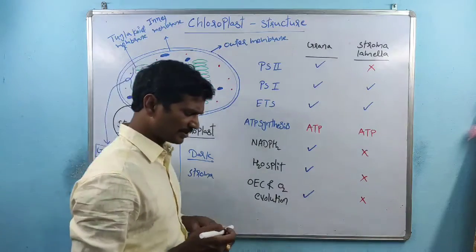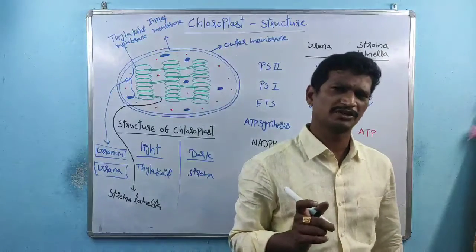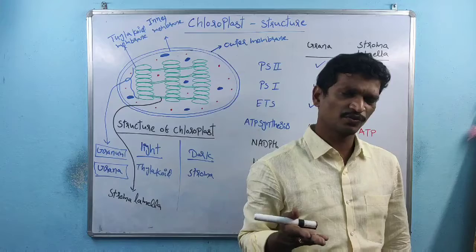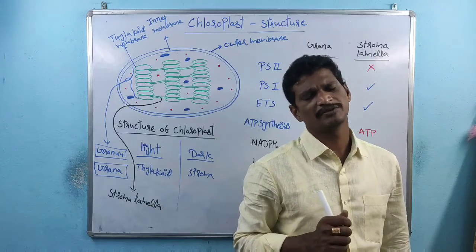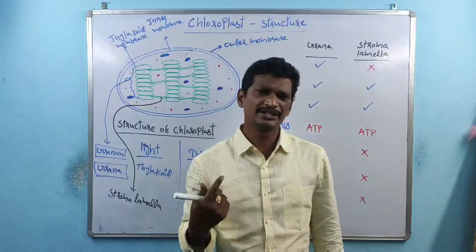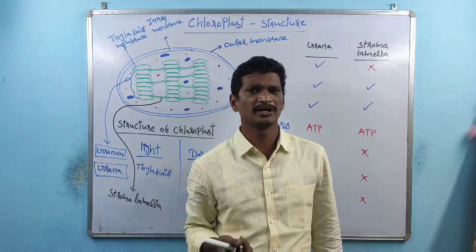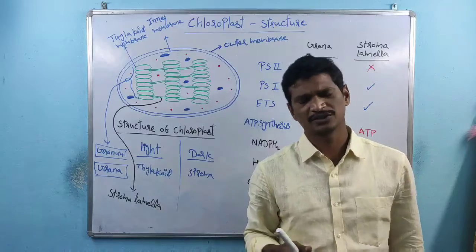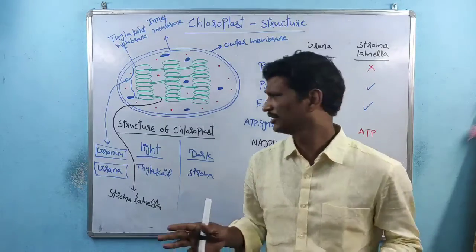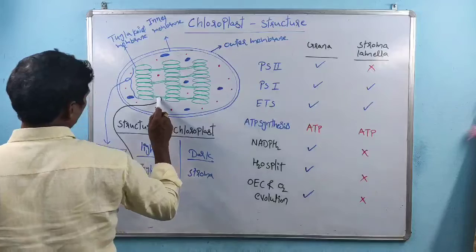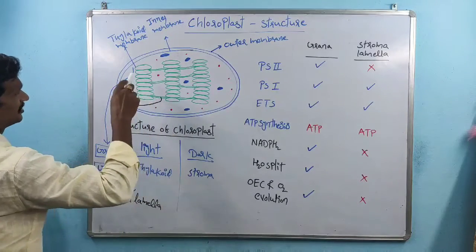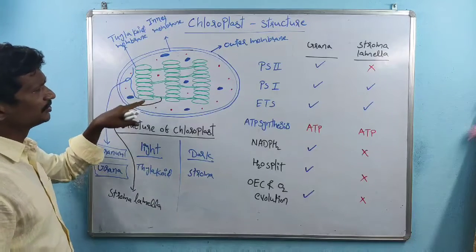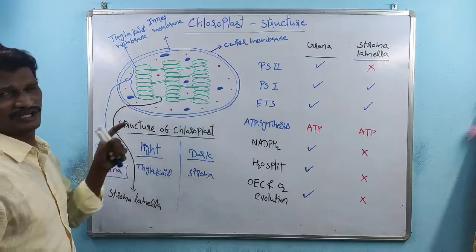Stroma lamella also performs a special function in the trapping of light energy, but the grana function is quite different from the stroma lamella function, because some additional functions are performed by the grana which the stroma lamella is unable to perform. What the functions are, we will definitely discuss. This is about the stroma lamella, and this is about the grana or the thylakoid membranes, right?